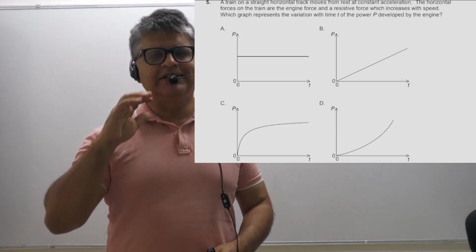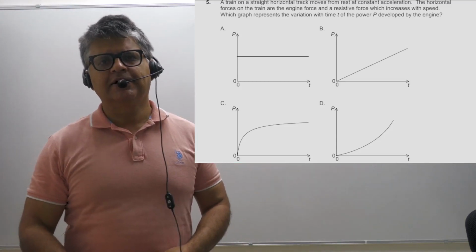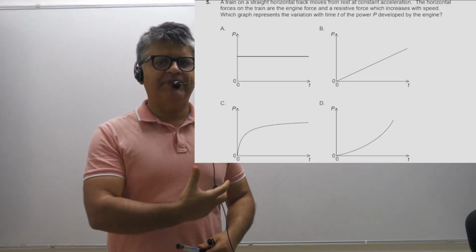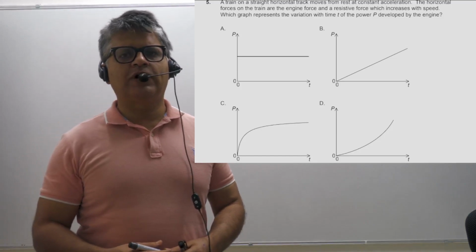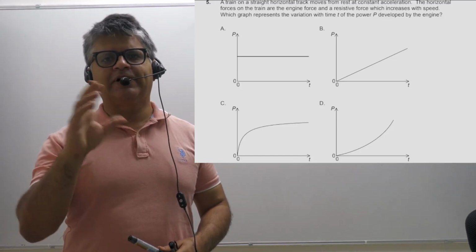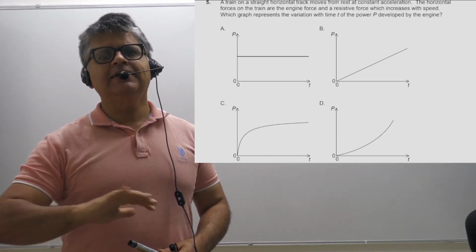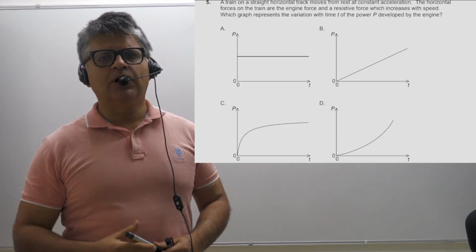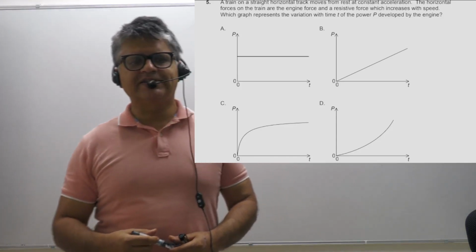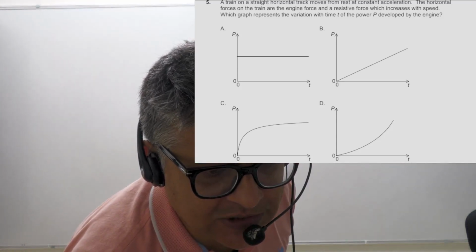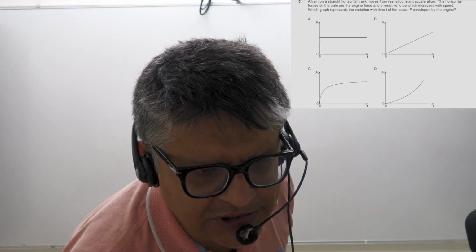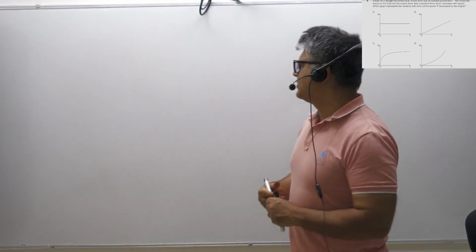There is an engine which is moving, and there is a resistive force opposing the direction of the engine. You have to calculate the expression of power and time, and then convert it into a graph. Although it looks like a very simple question, let's discuss how to solve it. I'll reduce the size of the image and then write it. Let's talk about this question.